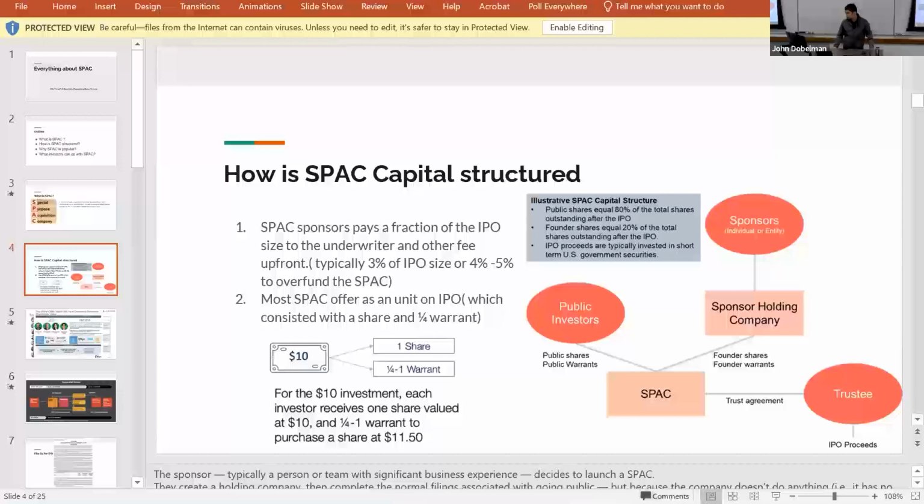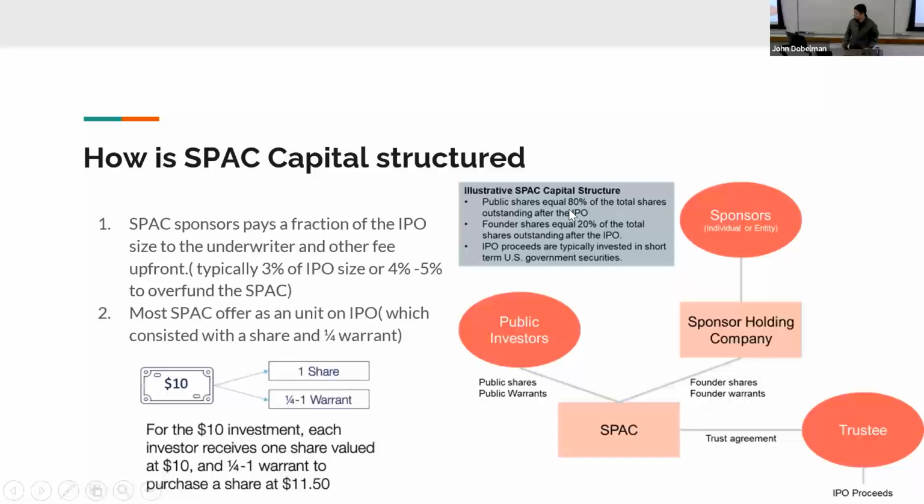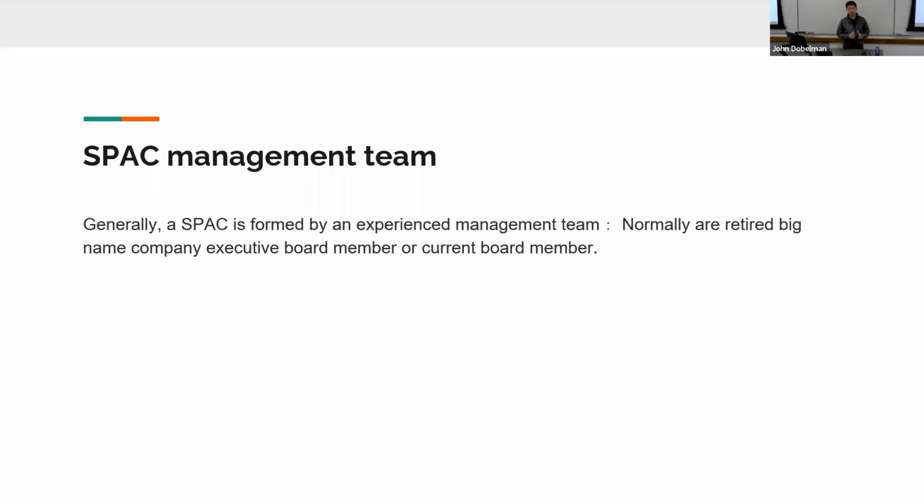So in a SPAC, when you look at the SPAC management team, they get an incentive to find a deal. Typically, they can get a fraction of the founder shares from the SPAC. If they succeed in finding a private company and making the acquisition, they're going to get an incentive.